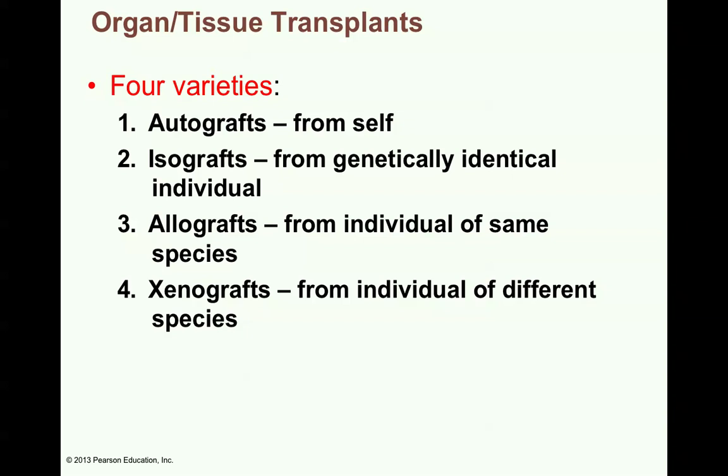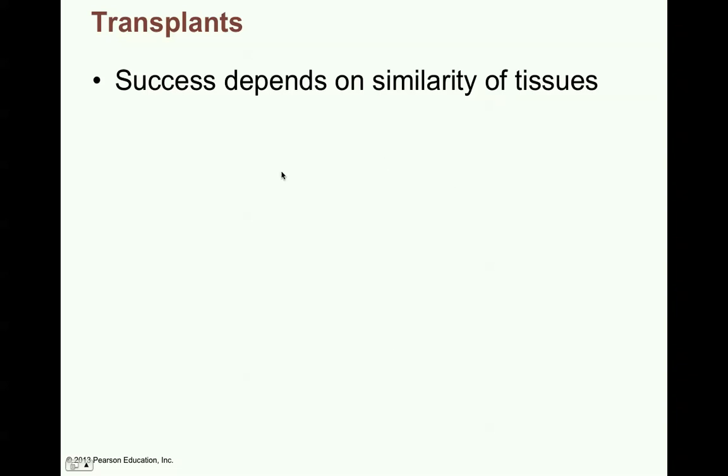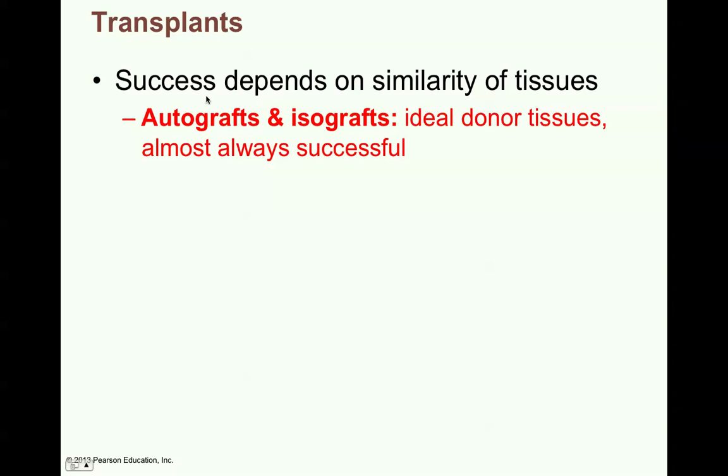But the cells are so foreign that the body would immediately identify it as foreign and reject it. They can, however, use valve tissue because it's just connective tissue. There's no cells. So they can actually transplant some tissue as long as it's not cells from a different species with success. The success of a transplant depends on the similarity of the tissues. Autografts and isografts are ideal donor tissues, and they're almost always successful.